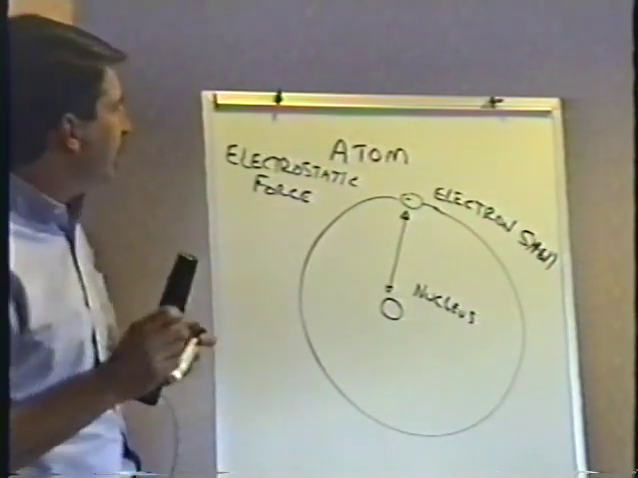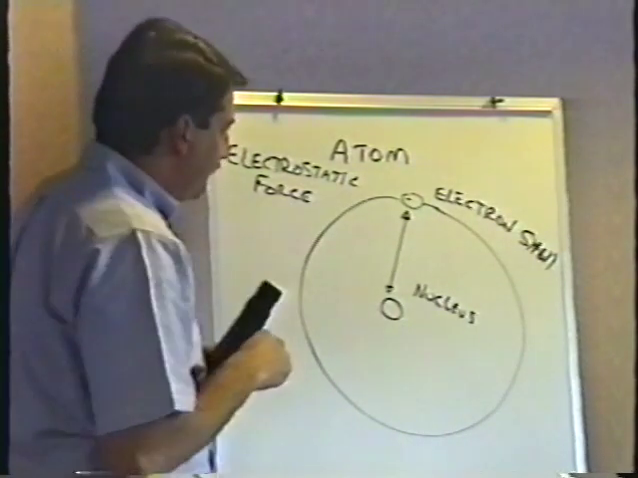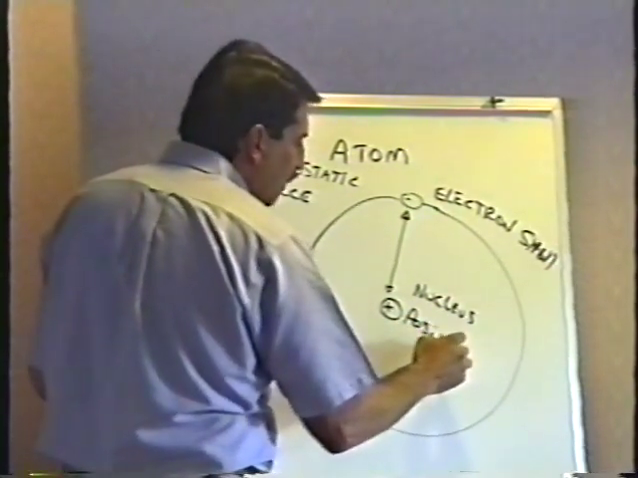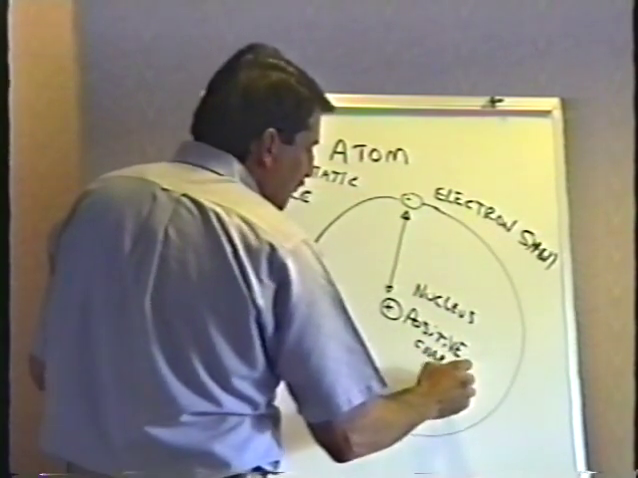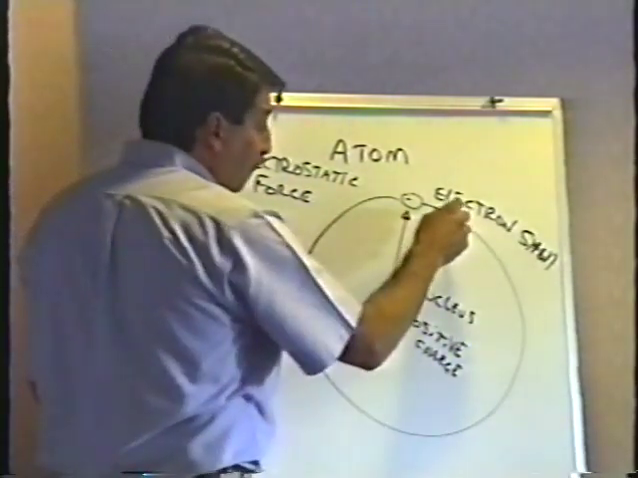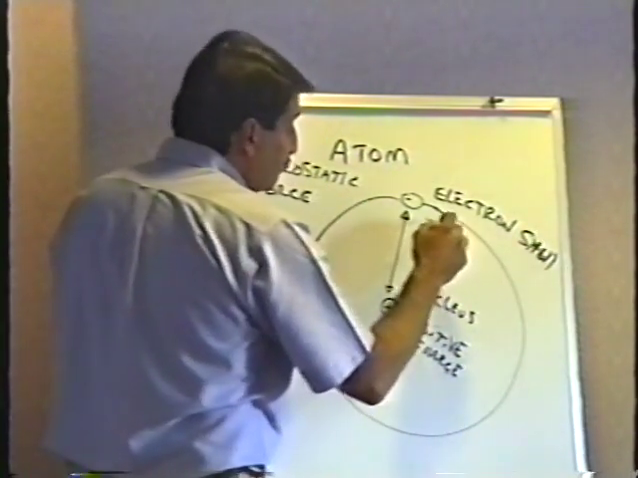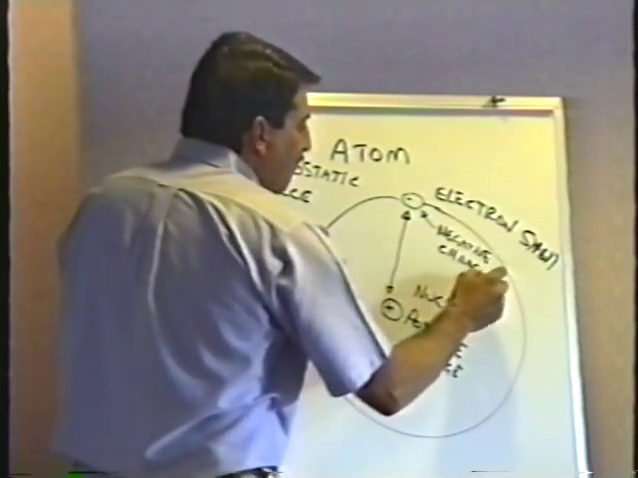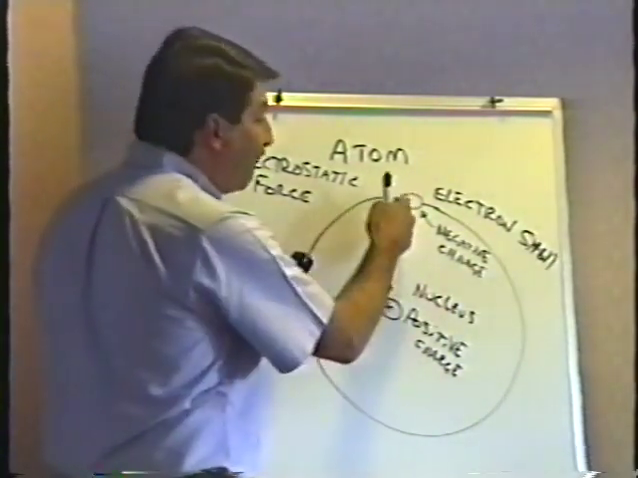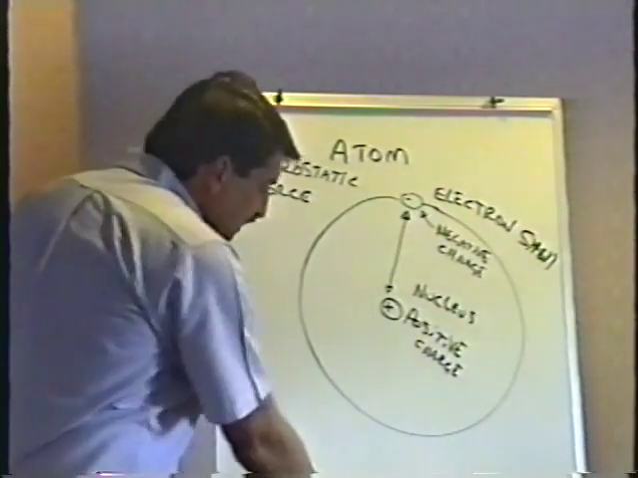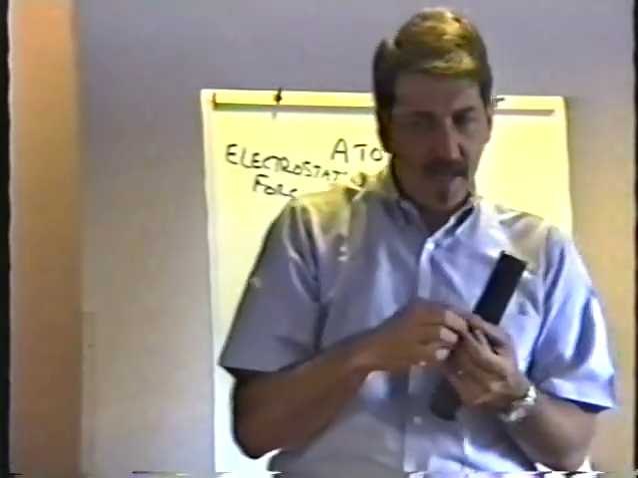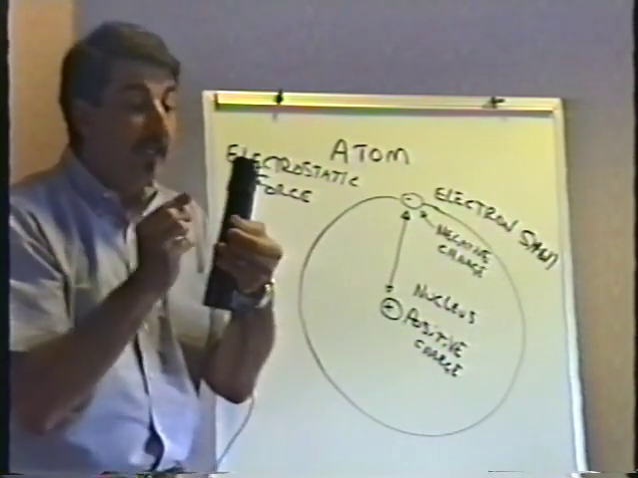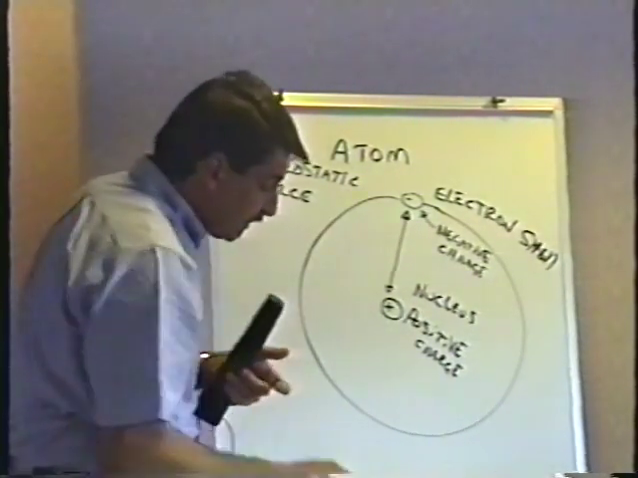Now, what actually keeps the electron in orbit around the nucleus is that the nucleus has what we call a positive charge. The nucleus has a positive charge. And the electron that's in orbit around it has the opposite charge. The electron has a negative charge. And there's an attraction between the positively charged nucleus and the negatively charged electron. It's just like with magnets. You know that if you take a couple of magnets and you put the north pole of one magnet next to the south pole of another magnet, they attract each other like this. Same thing with electricity. Opposite charges attract each other.